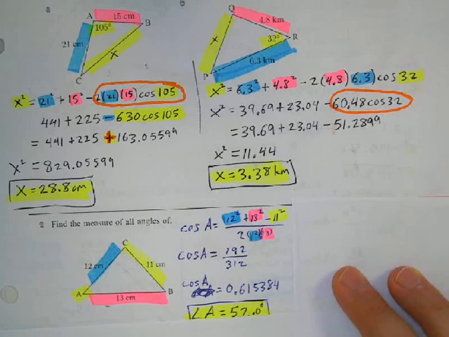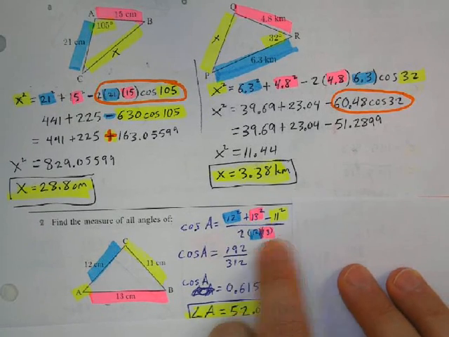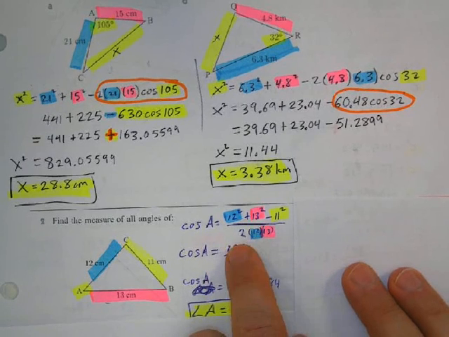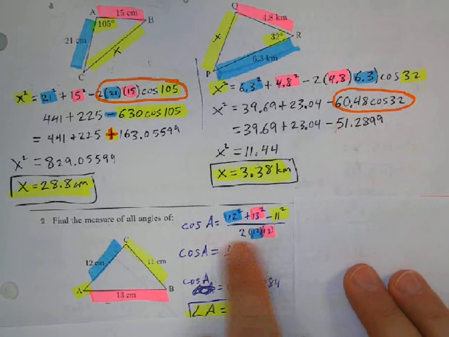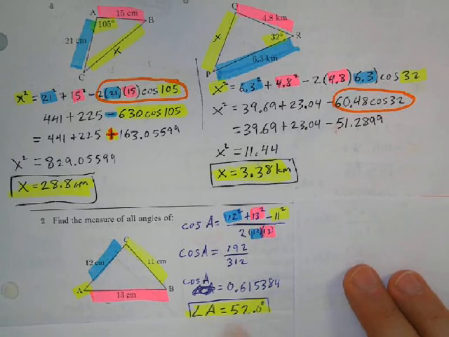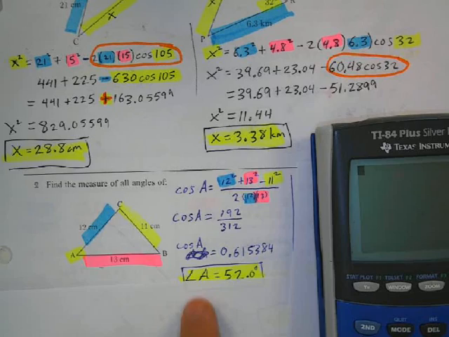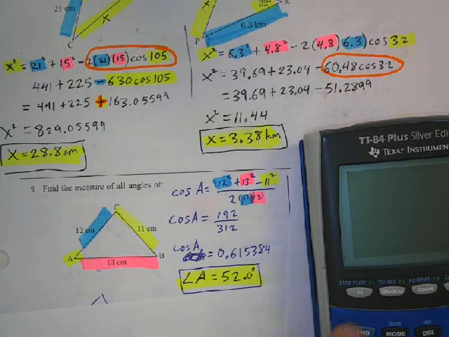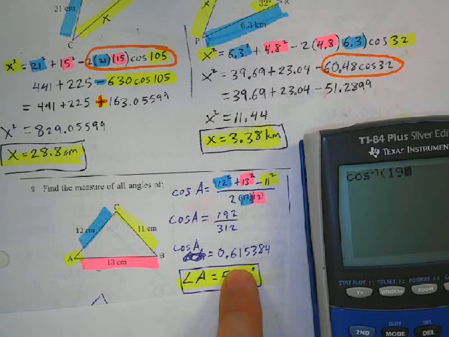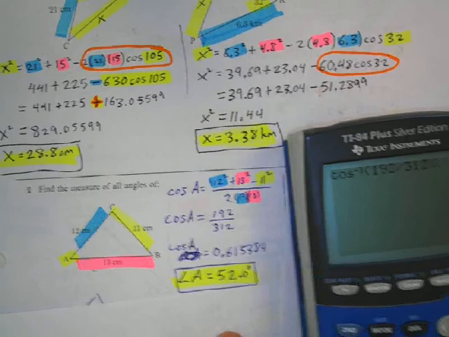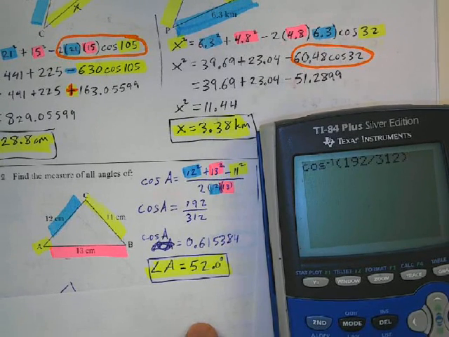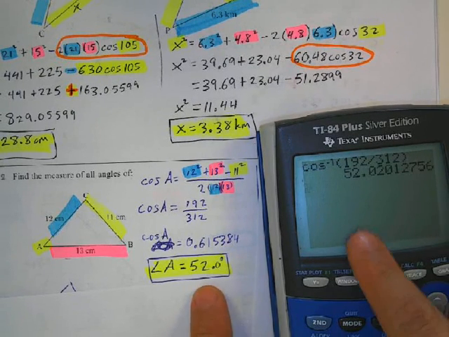And so 12 squared plus 13 squared minus 11 squared gives me 192. 2 times 12 times 13 gives me 312. Divide those together, and we get this. And then we get our calculator, and to figure out the angle, we do second cos, 192 divided by 312, close parentheses, and I get the angle is 52 degrees.